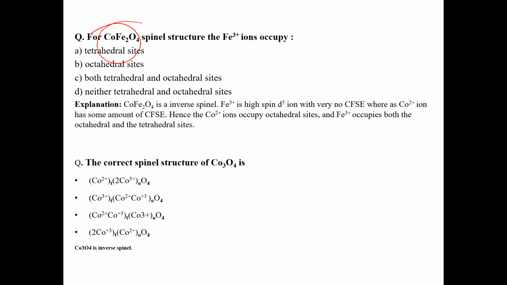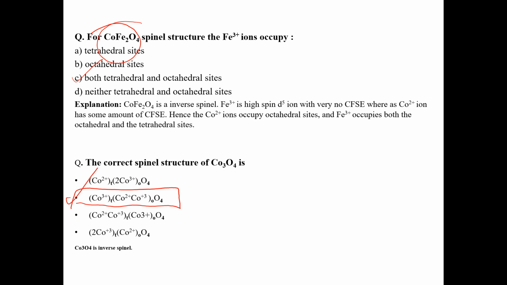So here is the explanation. Because it is an inverse spinel, one Fe plus 3 will be in an octahedral site and the other will be in the tetrahedral site, because the fraction of plus 3 in this case will be 0.5, that is the lambda value. And what about this one, the correct spinel structure of Co3O4? Because it is an inverse spinel structure, as I have explained, the cobalt 3 will be occupying the tetrahedral as well as octahedral sites.